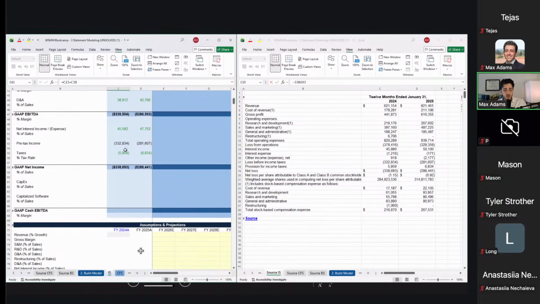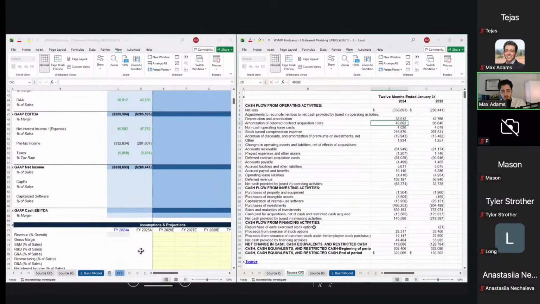Okay, great. So we're at net income, and then we've got CapEx and we've got capitalized software. So CapEx and capitalized software. Let's take a look at this. So first off, what are we doing here? Well, we've got net income, but we usually want to get to what we call cash EBITDA.